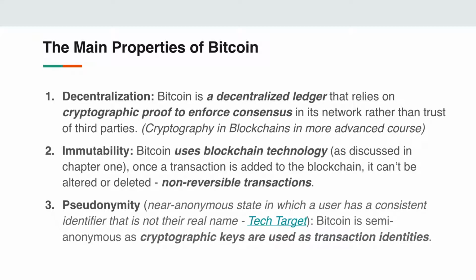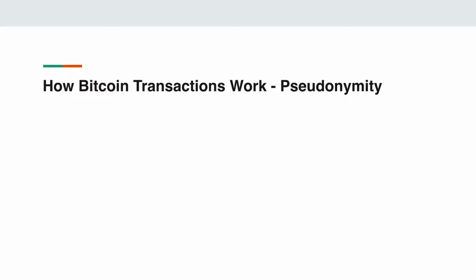Lastly, Bitcoin transactions are pseudonymous. Pseudonymity is simply a near anonymous state where a user has a consistent identifier that is not their real name. To achieve pseudonymity, Bitcoin uses cryptographic keys as your transactional identity instead of your real name or your real identification number, or any other identification details you do have. Let's learn more about this aspect of pseudonymity.